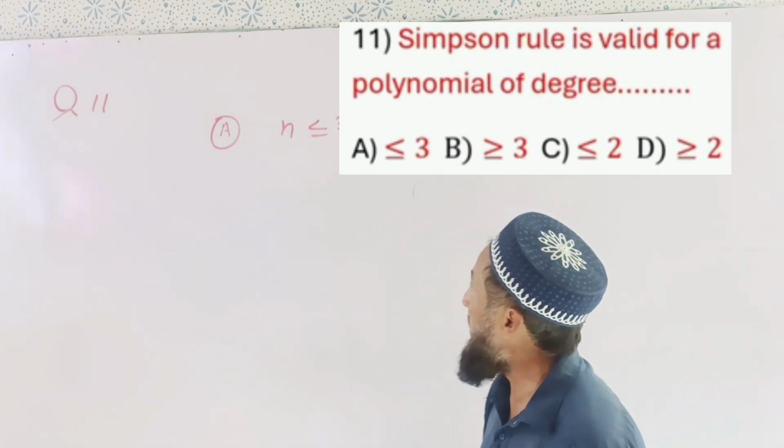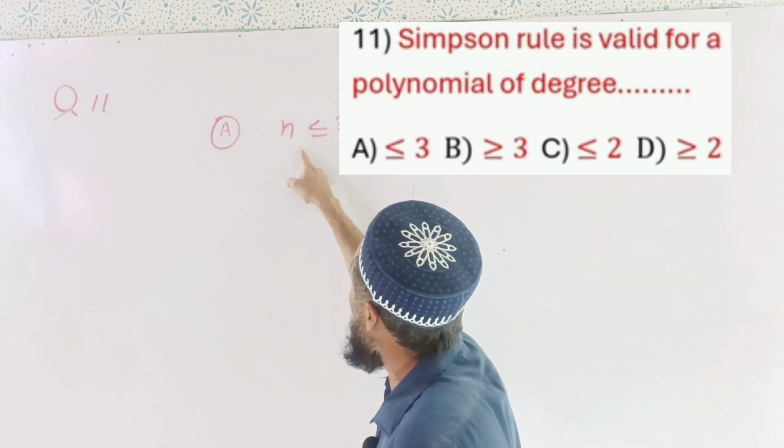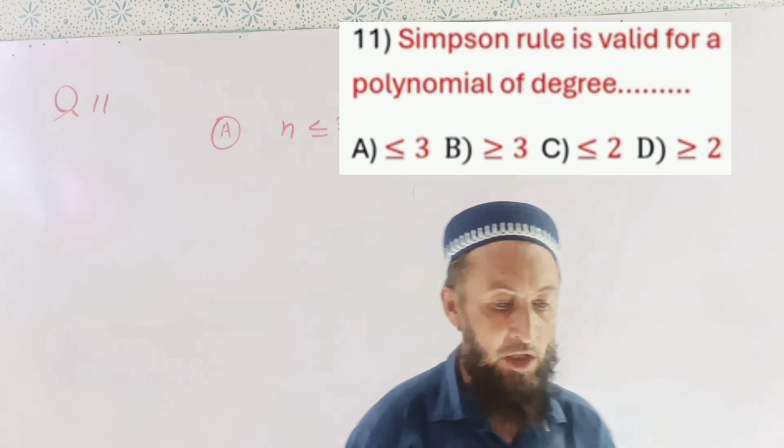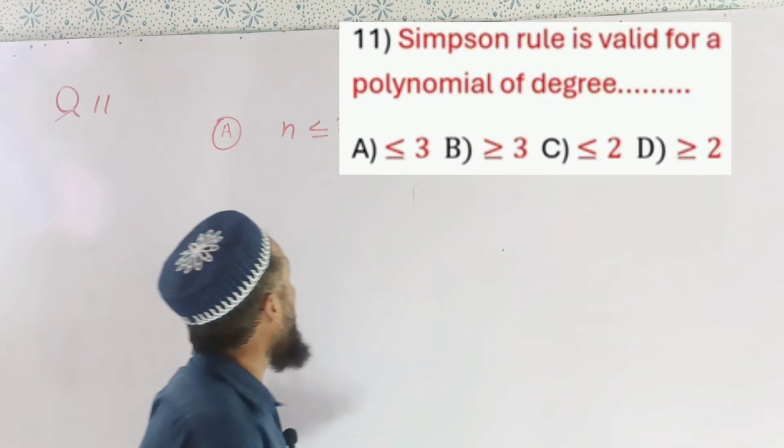And here, in place of n, it is the degree, or the degree of the variable is less than or equal to 3. Here option A is the correct option.